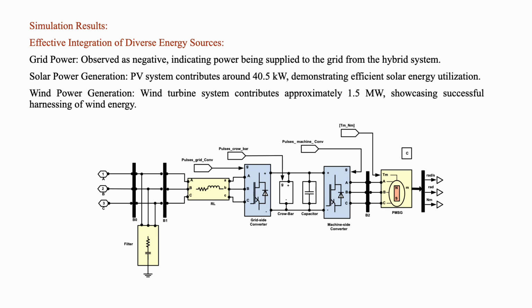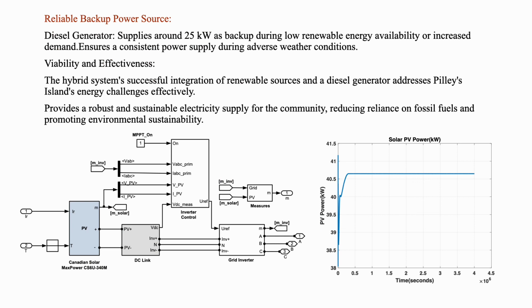And here we can see the block diagram which I made on MATLAB, and that's a combination of the grid converter and mechanical side converter with our diesel generator. Now we will discuss reliable backup power resources. So first of all, the diesel generator. The diesel generator is used for 25 kilowatt as a backup when there is low renewable energy availability. So it depends on the weather whether we should turn on the generator or not.